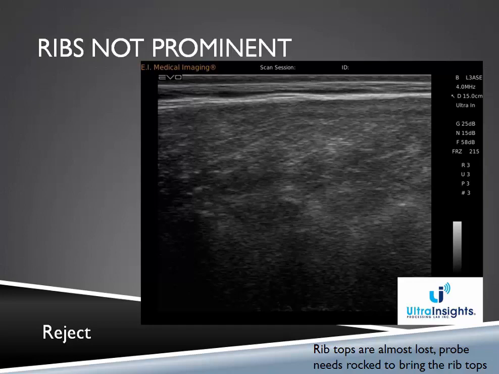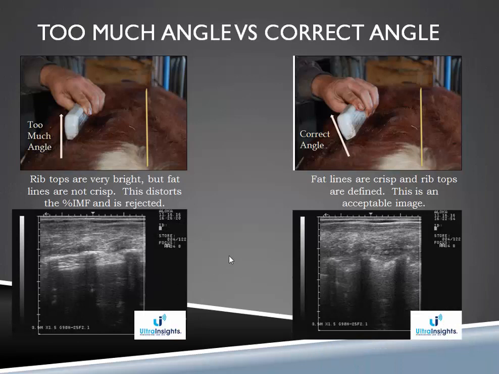Now, I'll show you what's going on. This is an example, different animal, but this is an example of what's happening. So sometimes the field technician can rock the probe too much. If you'll notice, this probe is almost straight up and down. And the resulting image is very bright rib tops, very poor fat lines. This is not giving us a good indication of what the marbling is on this animal. It actually creates some real changes in the graininess of the texture.